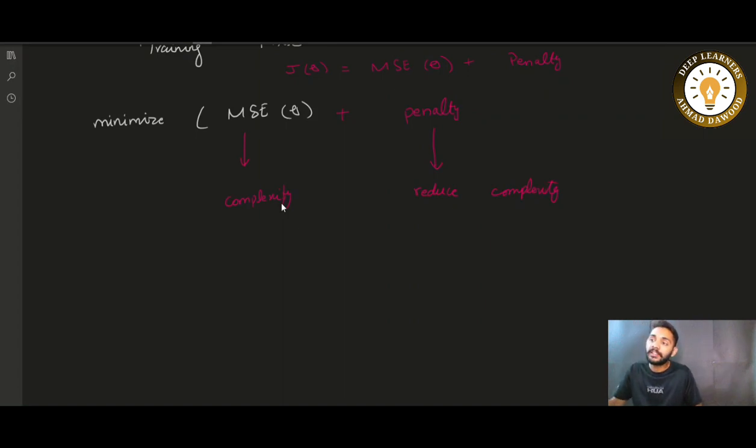Now, during the training phase, you have a cost function which has both factors. One factor works in this way: it increases the complexity of your model. And one factor works in this way: it reduces the complexity of the model. Now, how can you control how much complexity of your model we should reduce?